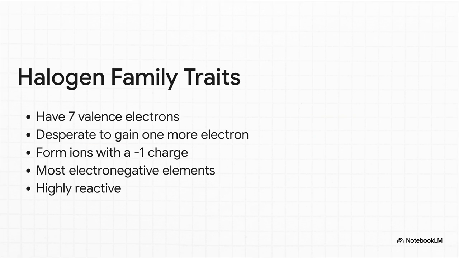It's all about the numbers. See, a full, happy, stable outer shell of electrons is 8. Halogens have 7. They are so close, it makes them absolutely desperate to snatch just one more electron to complete the set. And that's why they react so, let's say, energetically with elements from the far left side of the table, like the alkali metals, who are just as desperate to get rid of one electron. It's a perfect, often explosive match.